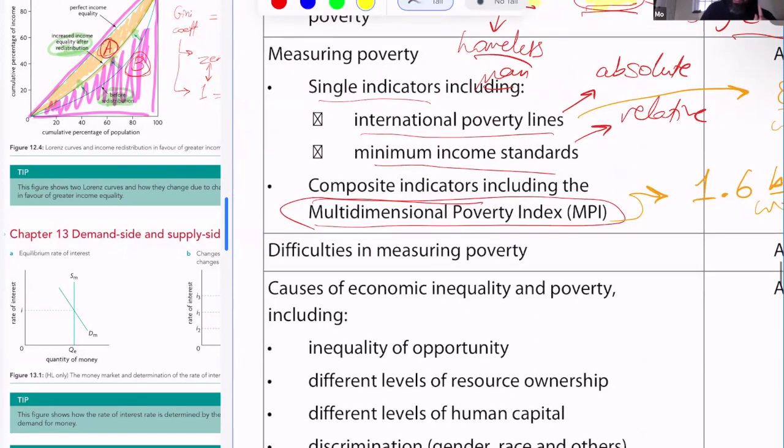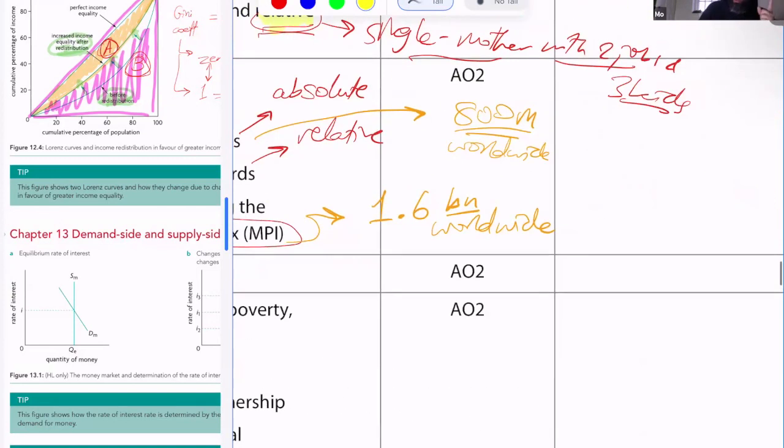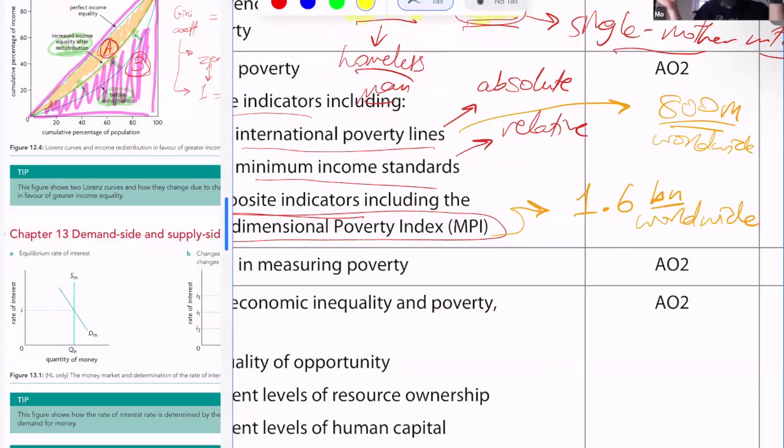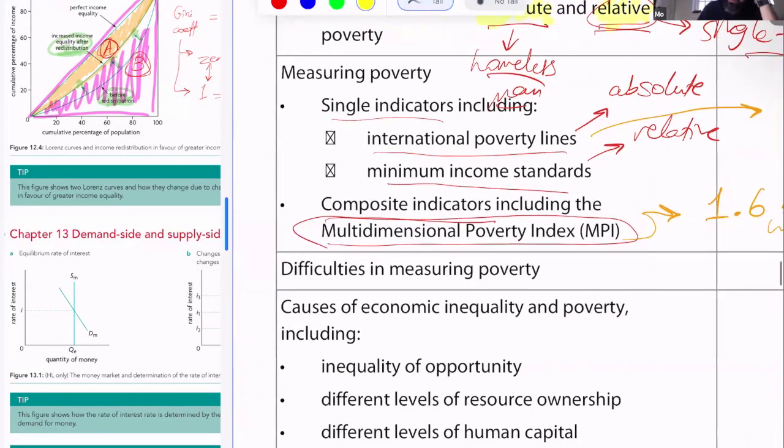Okay, so this brings us to the difficulties in measuring poverty. First of all, poverty is very subjective. Poverty means different things to different people, and therefore the indicators used to measure it are very subjective. You can see here, using international poverty lines, we estimate there are 800 million people worldwide who live in absolute poverty. Using the MPI, we estimate 1.6 billion. That is almost double. It's double, right? That shows that measuring poverty isn't easy because economists disagree on what poverty means and how to measure it.